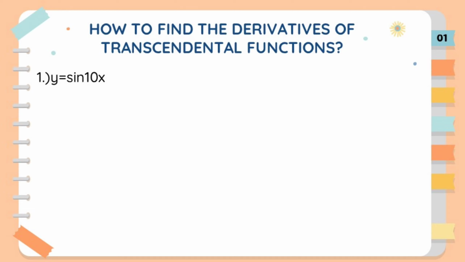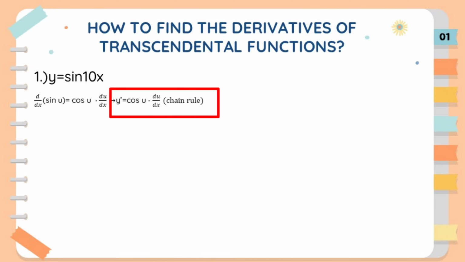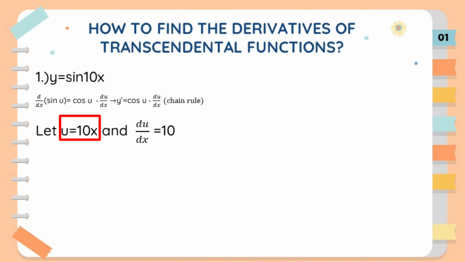Since we're working on the derivative of sine x, we know that the derivative of sine u is going to be cosine u multiplied by du over dx. So we have y prime is equal to cosine u multiplied by du over dx. And for this particular function using the chain rule, let u be equal to the value of the inside, which is 10x, and get its derivative. Solving its derivative, we will get 10, which is the value of du over dx.